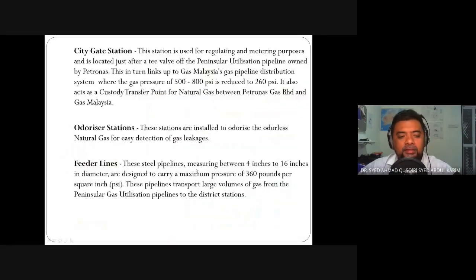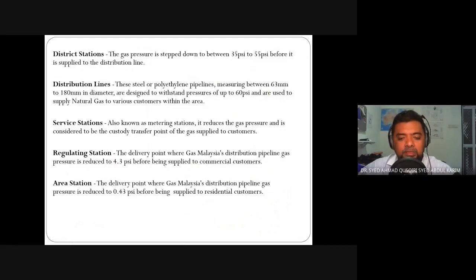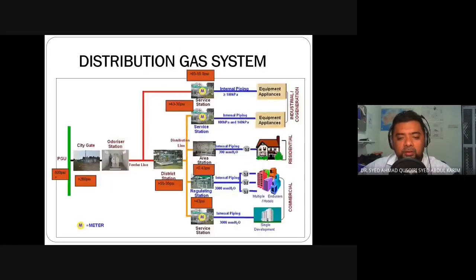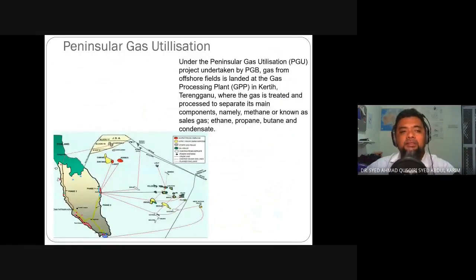And then the area station, the delivery point where the gas station distribution pipeline gas pressure is reduced to 0.43 psi before being supplied to residential. So residential, they are using the area station because their requirement of natural gas is the lowest. So they would have the lowest pressure. So next is Peninsular Gas Utilization, or the PGU.